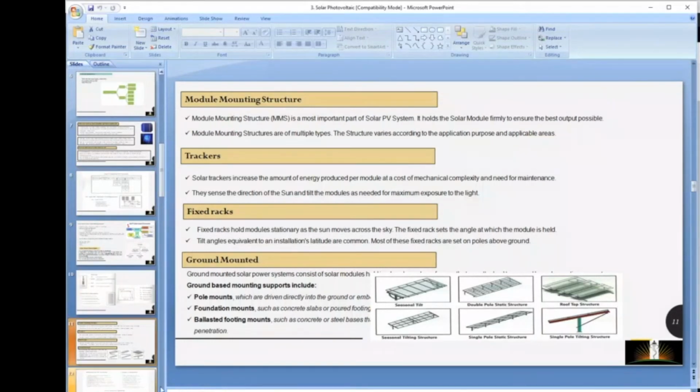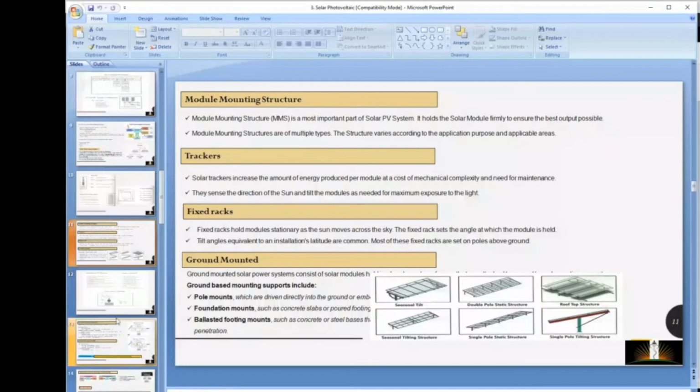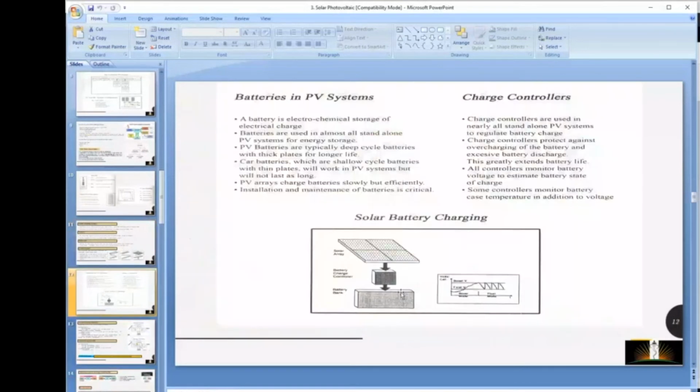Fine. So moving to the next part, you can see this is batteries in PV system. What is a battery? Battery, everyone knows, is an electrochemical storage device which is used for storing electricity. Like we are storing the DC electricity, we can take the DC electricity later on when it is required, when we can't generate. That is the usage of batteries in a PV system. Now the next major question comes: what is a charge controller?